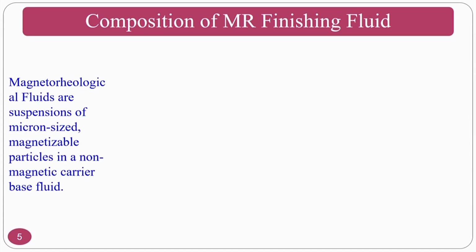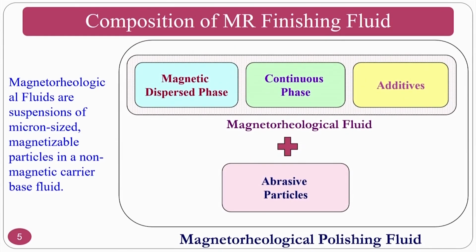So, magneto-rheological fluids are suspensions of micron-sized magnetizable particles in a non-magnetic carrier-based fluid. Okay. If you see here, a magnetic dispersed phase will be there, I will explain what it is. There will be a continuous phase and additives. These are the three things available in the fluid, along with the abrasive particles.